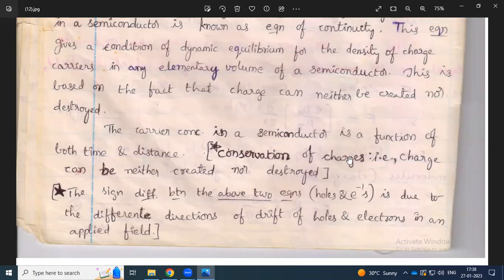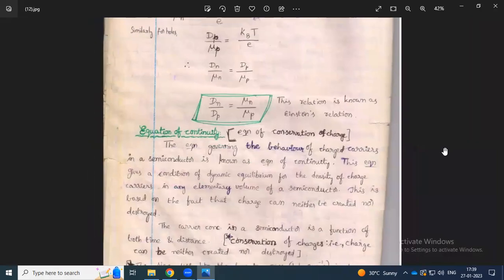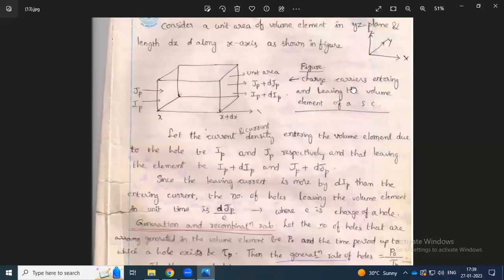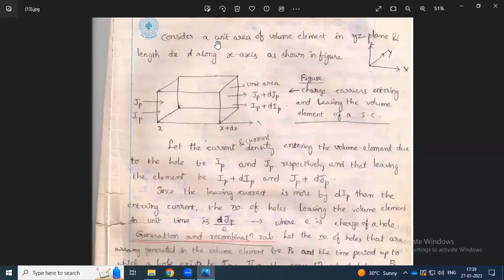Conservation of charge means that charge can be neither created nor destroyed. That you all know since your intermediate itself. The sign difference between the above two equations, for electrons and holes, is due to the different directions of drift of holes and electrons in an applied field. For electrons, negative sign, and for holes, positive sign. That means if electrons move in positive x direction, holes will move in negative x direction.